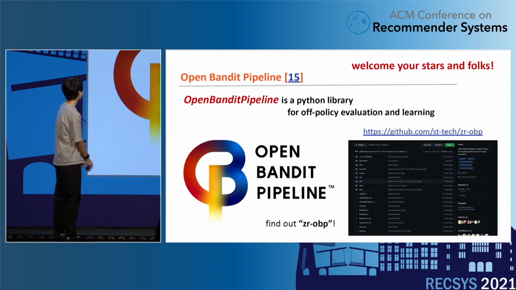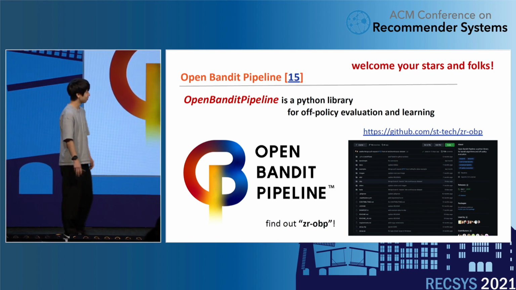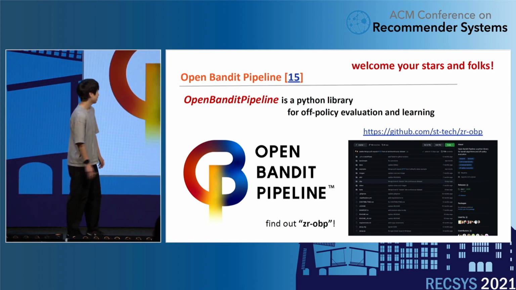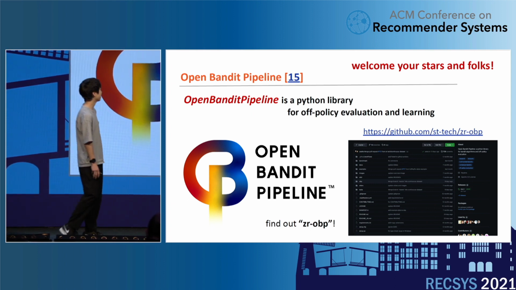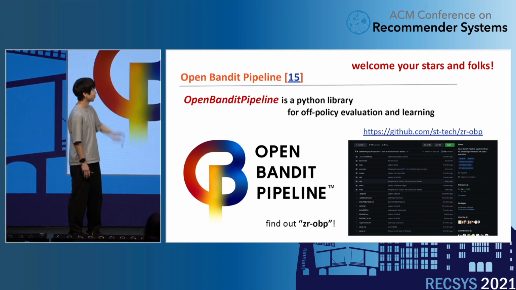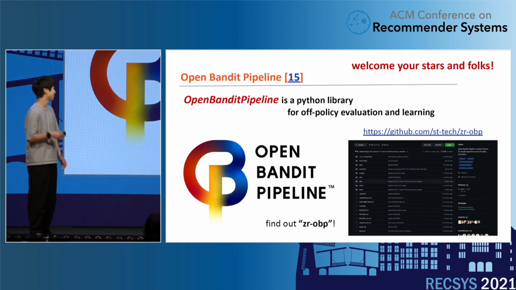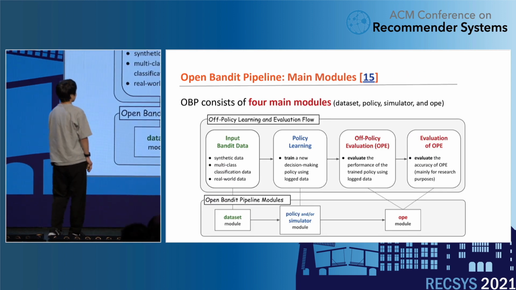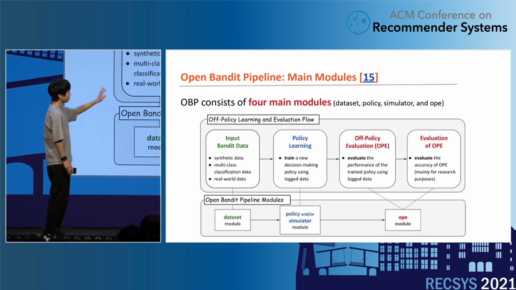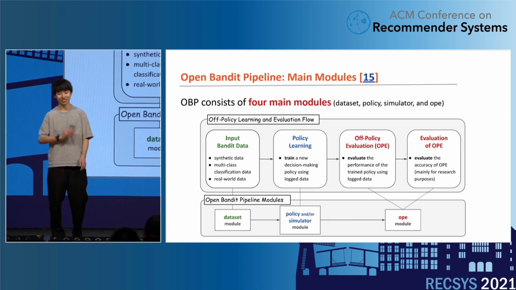OpenBanditPipeline is a Python package for off-policy evaluation and learning. Please check out the GitHub repository. I think it's a nice repository, and we welcome your stars and your support, of course, if you find it interesting or useful. There are mainly 4 modules: dataset, policy, simulator, and of course the off-policy evaluation module. I think that's the main module.